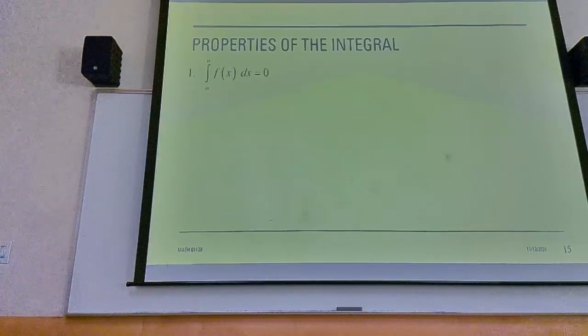So some properties. Integral a to a is always 0. That makes sense. Point. Well, there's nothing under a point, right? There's no area. The area is 0. I guess you could argue it's a line, but that still means that the area of a line is 0.